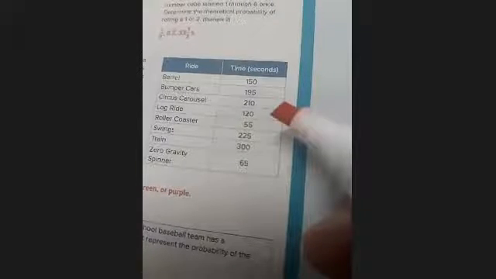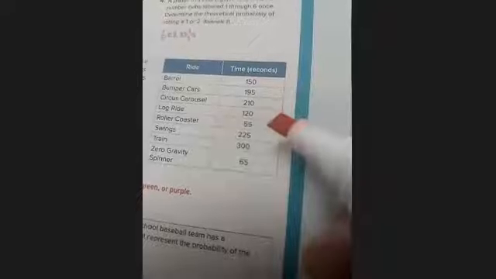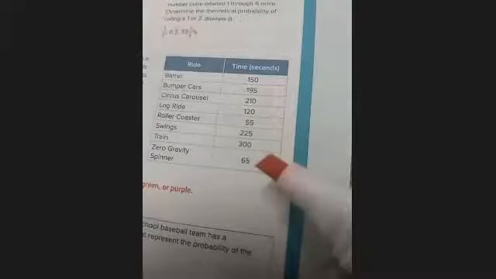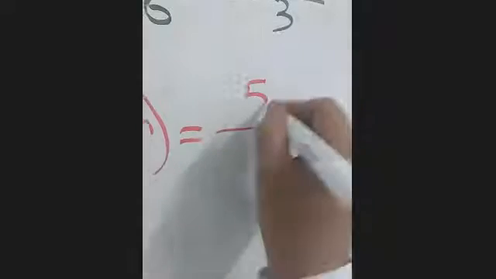The third is more, so we don't take it. Then the next one is less than 200, we take it, that is 3. After it also we take it, 4. And also the last one, we take the last one. So we have 5 rides with less than 200. So here, what is the probability? 5 over 8.